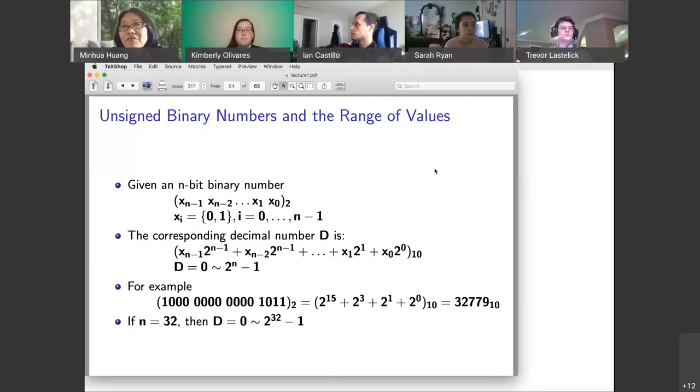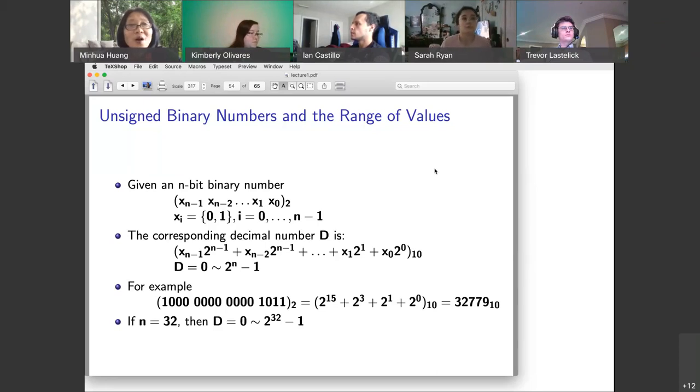We start from this lecture. I will discuss two kinds of numbers. One is called signed binary numbers, another is called unsigned binary numbers. Since unsigned binary numbers are easier than signed binary numbers, we discuss unsigned binary numbers and the range of their values first, and afterwards we focus on the signed binary numbers.